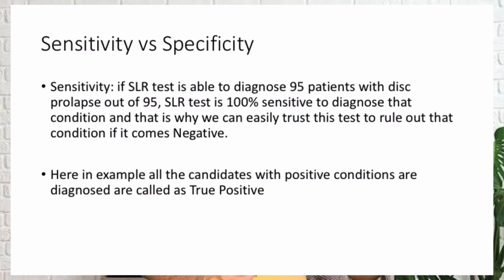Now let's understand sensitivity as well as specificity. For example, let's consider that we have 95 patients with disc prolapse and we are performing the SLR test on them. And we found that all 95 patients were positive on the SLR test. That means the SLR test has 100% sensitivity towards disc prolapse patients. This also means that if this test is negative for any patient, then we can easily say that this patient does not have disc prolapse. So it easily helps us to rule out the condition.